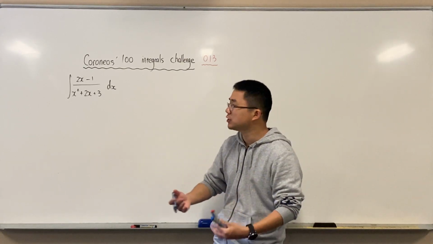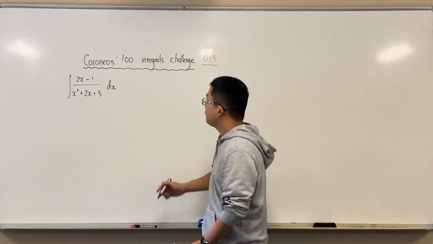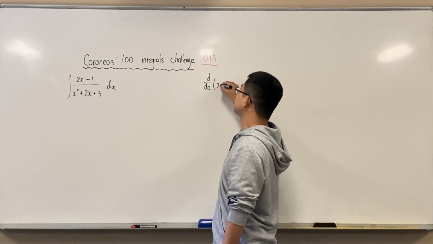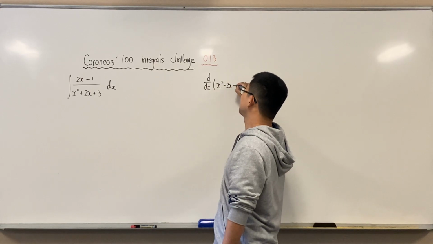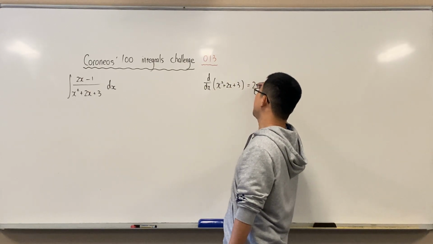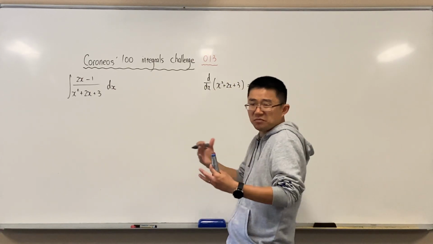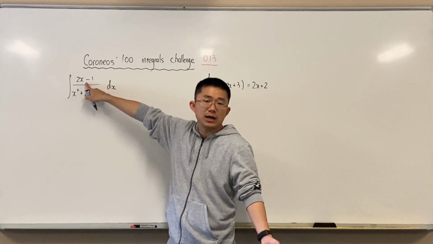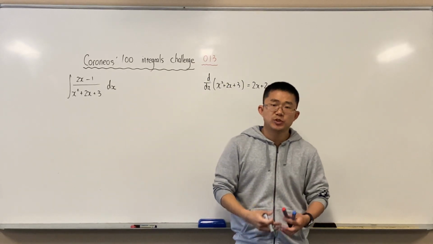All right, so try to differentiate the denominator. If we differentiate the denominator, the answer is equal to 2x plus 2. But that's not what we want, right? We want 2x plus 2 here, and that's 2x minus 1. So what do we do? Change it.